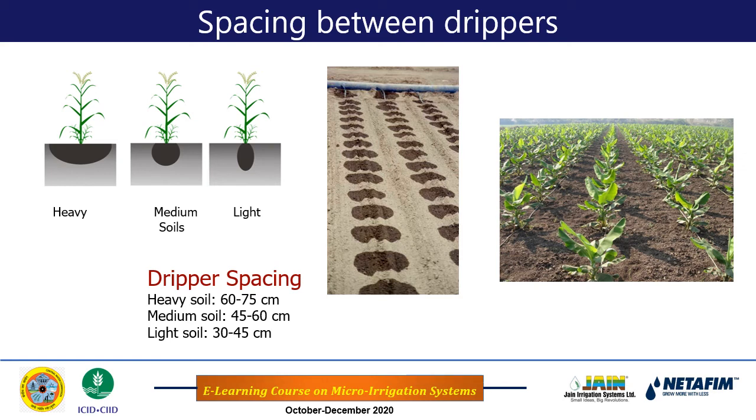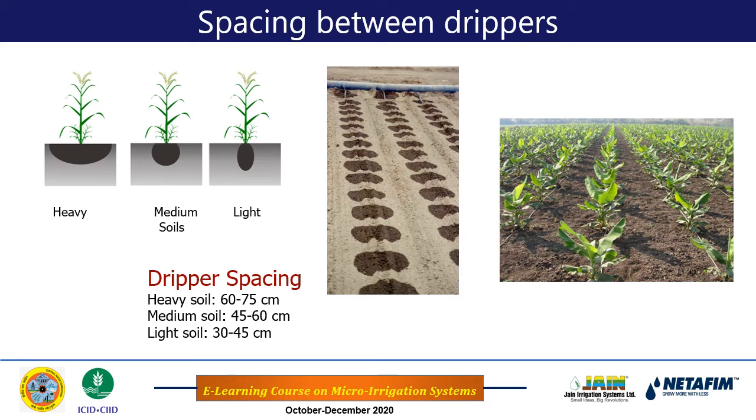As you see in the middle figure, here the entire strip is being wetted. Though you see discrete wet patches on the surface, in the root zone the entire strip is wetted. So the spacing between emitters on the lateral should be such that the entire strip is wetted. Only then will all the plants in a row get water properly.